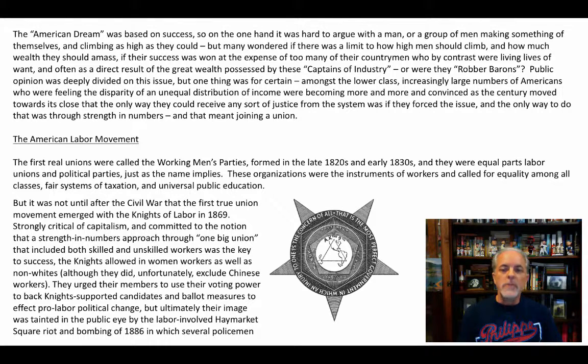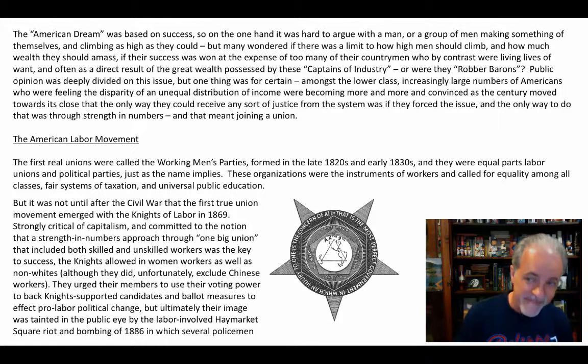But many wondered if there was a limit to how high men should climb and how much wealth they should amass if their success was won at the expense of too many of their countrymen who, by contrast, were living lives of want, and often as a direct result of the great wealth possessed by these captains of industry. Or were they robber barons?